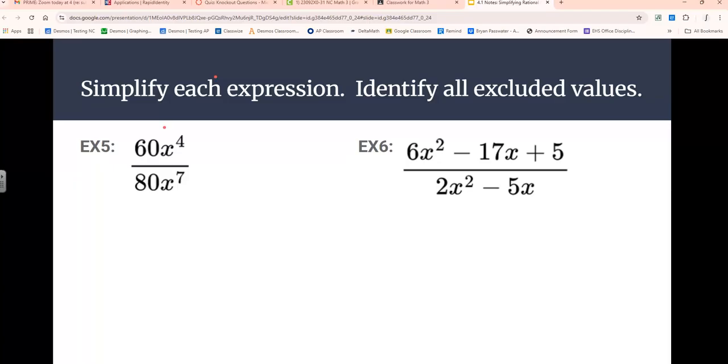So if I divide this by 20 on top and divide by 20 on the bottom, 60 divided by 20 just gives me 3, and 80 divided by 20 just gives me 4. So I reduce that fraction just like you would reduce any fraction. Okay? And then what we're looking at here is I've got 4 x's on the top. That means x times x times x times x. And I've got 7 x's on the bottom. That means x times x times x times x times x times x times x.